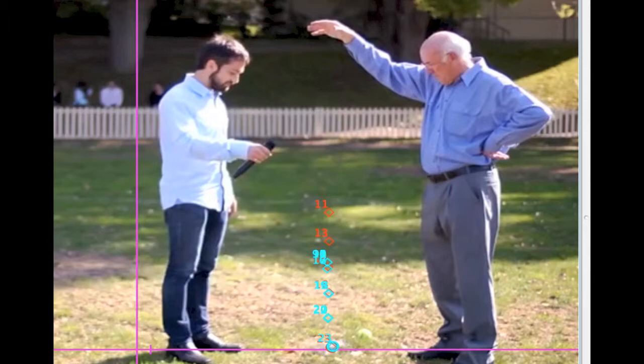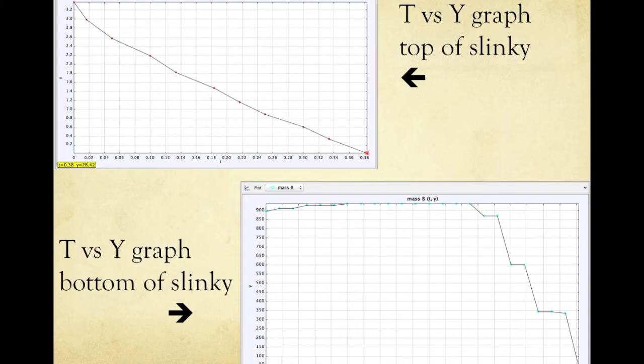Once all of the data was tracked, I went to my t versus y graph to see the motion of the top of the slinky. As you can see, it is a constant speed as it falls, even when the masses become 1. The next graph on this page is my t versus y graph for the bottom of the slinky. As you can see from the top, the slinky does not move whatsoever while the slinky is falling, but once the top reaches the bottom of the slinky, it starts to move because it feels the effects of gravity finally.